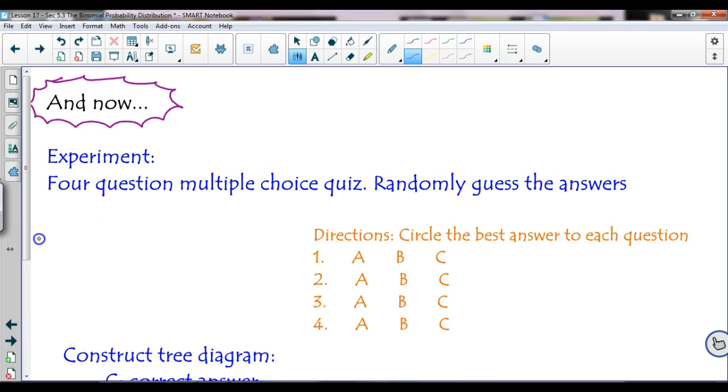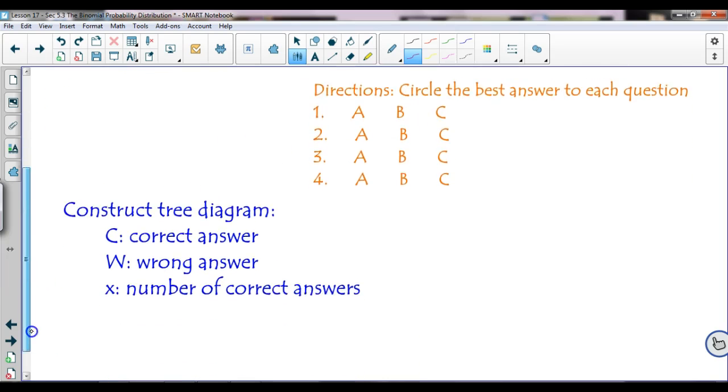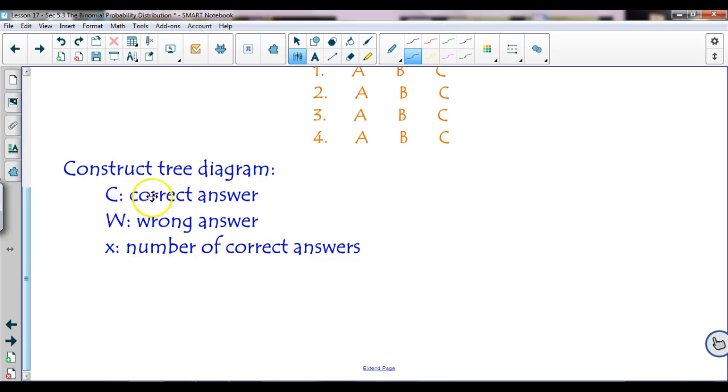So here's your experiment. There's a 4-question multiple choice quiz. Look at the multiple choice quiz, though. How many options do you have? 3. Okay. So let's say you randomly guess the answers to this 4-question quiz, and you have 3 options for each one. And I said circle the best answer. So construct a tree diagram where C is the correct answer and W is the wrong answer.